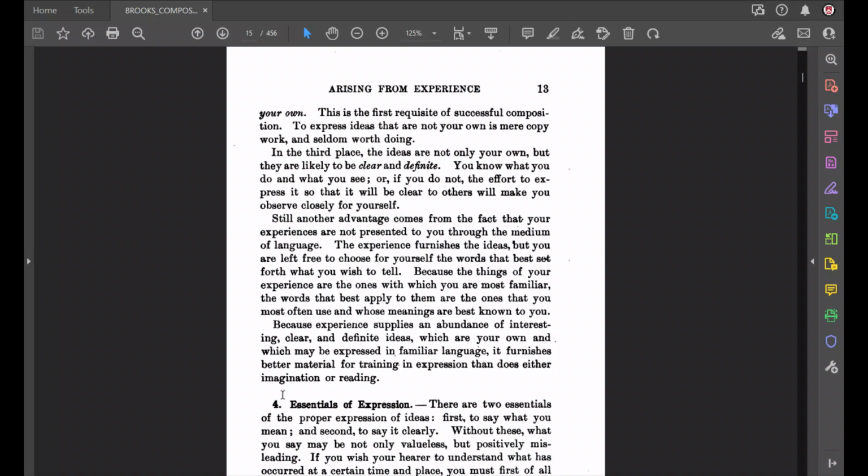Experience supplies an abundance of interesting, clear, and definite ideas. Ideas which are your own and which may be expressed in familiar language. It furnishes better material for training in expression than does either imagination or reading.